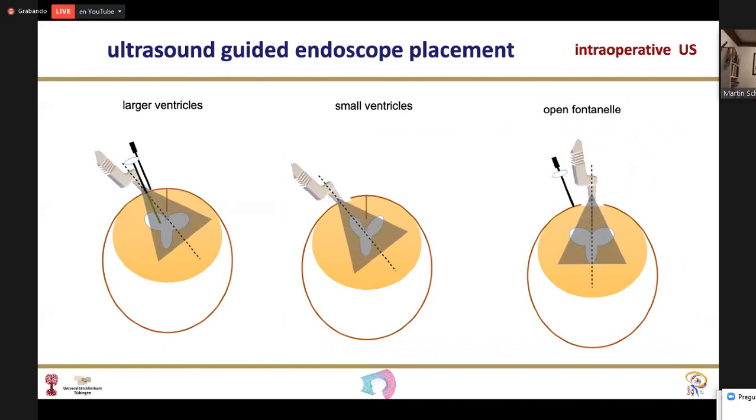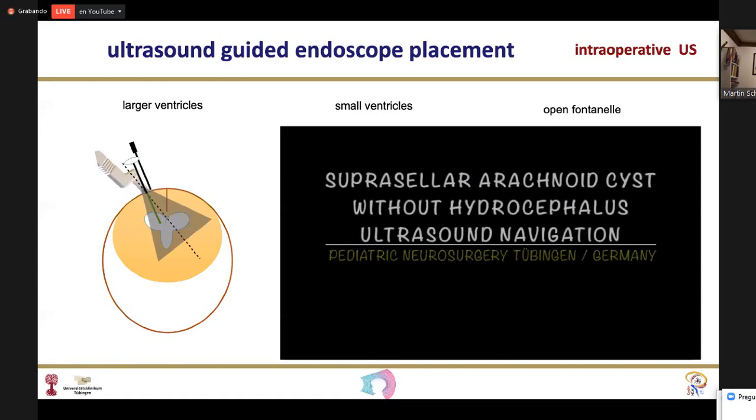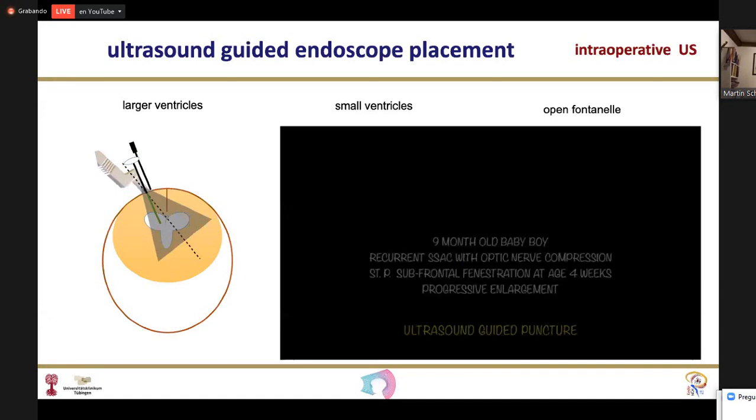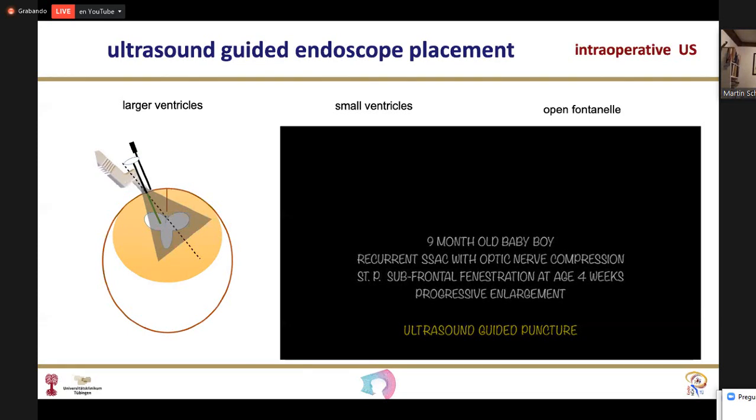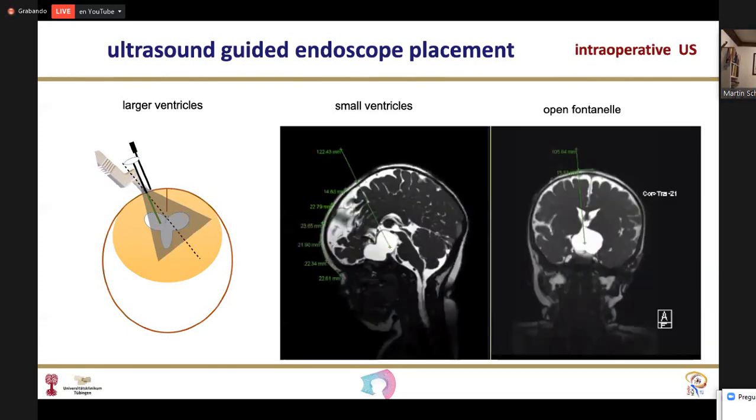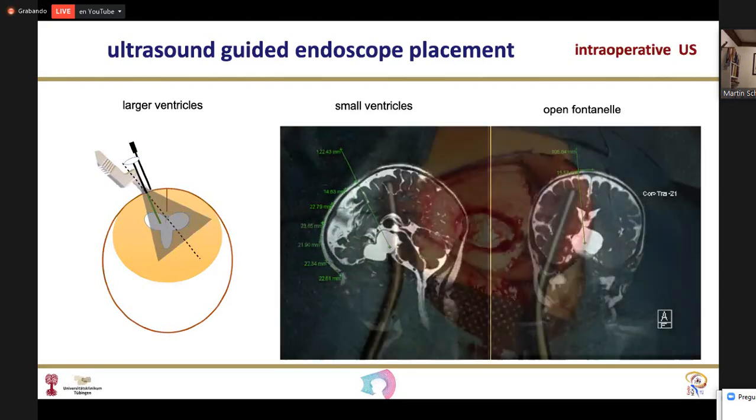If we have very small ventricles, we make a little bit bigger burr hole so that we can puncture the ventricle under permanent visual control, as we see here. And then again, we can insert the catheter. I'll show you an example of how we puncture the ventricles in a 9-month-old baby with a recurrent suprasellar arachnoid cyst with optic nerve compression, and we do an ultrasound-guided puncture with the endoscope for fenestration. You see not very big ventricles, 9-month-old child. Otherwise, you would need to use frameless navigation to hit these ventricles.